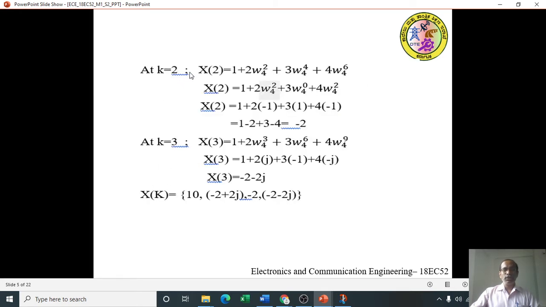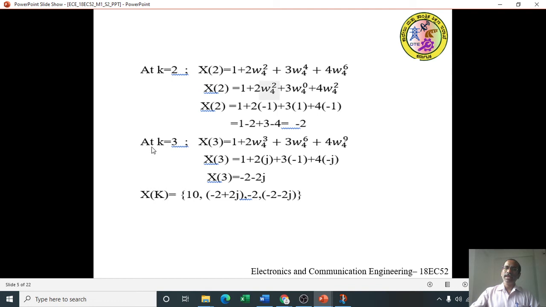Next, repeat this at k equal to 2. At k equal to 2, the formula becomes X of 2 is equal to 1 plus 2 omega 4 power 2 plus 3 omega 4 power 4 plus 4 omega 4 power 6. You have a value for omega 4 power 2, but you don't have a value for omega 4 power 4 and omega 4 power 6. Using periodicity property of Twiddle factor, omega 4 power 4 can be written as omega 4 power 0, omega 4 power 6 can be written as omega 4 power 2. Refer back to the diagram. It is 1, this is minus 1, this is 1. Solving, you get minus 2.